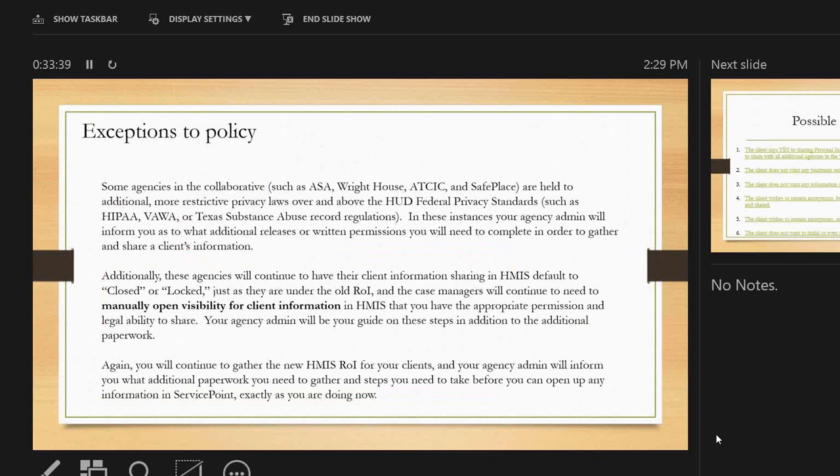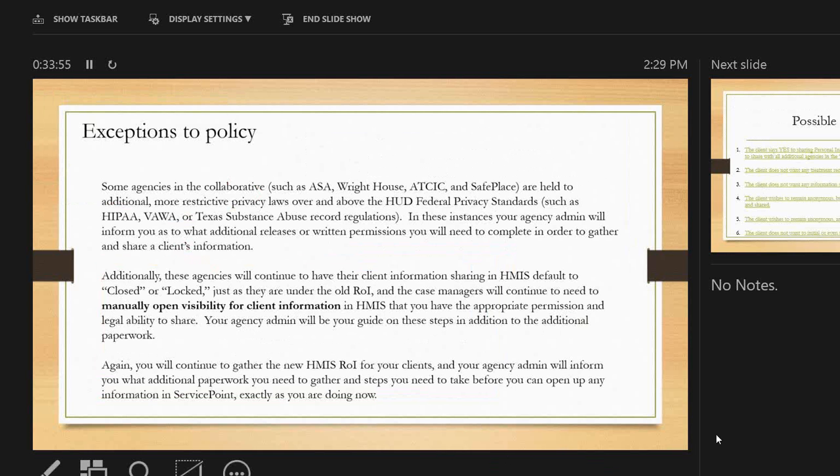So again, just one more time, you will continue to gather the new HMIS ROI for your clients, and your agency admin will inform you what additional paperwork, if any, you need to gather and the additional steps you need to take before you can open up any information in ServicePoint, exactly as you're doing now.